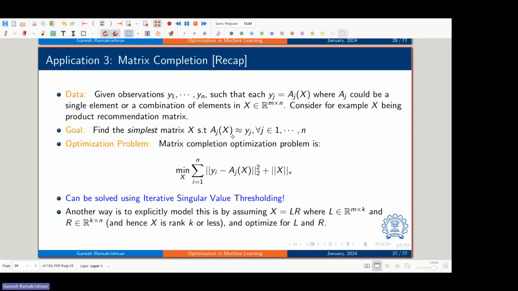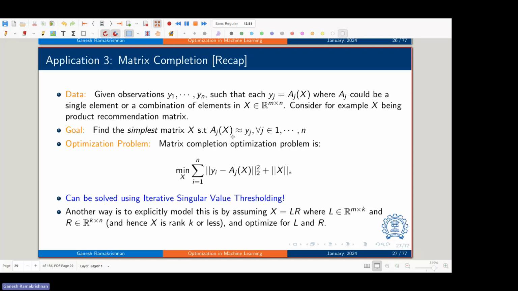It's like saying x has low rank, which is approximately the same as low sum of singular values. This is the low nuclear norm.